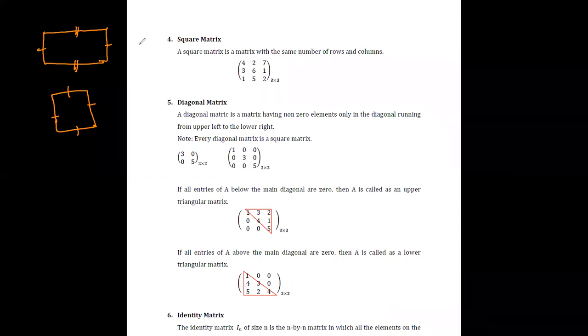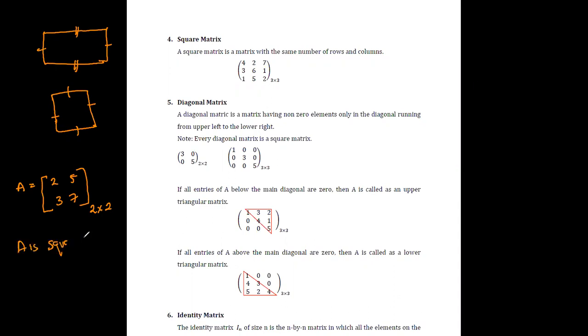Generally, a matrix is a rectangular array of numbers, but if the number of rows and columns of a matrix are the same, then such a matrix is said to be a square matrix. Using the general notation, we can denote it as matrix A. Here, if it is 2, 5, 3, 7, you can see that there are 2 rows and 2 columns. Then we can say that A is a square matrix.